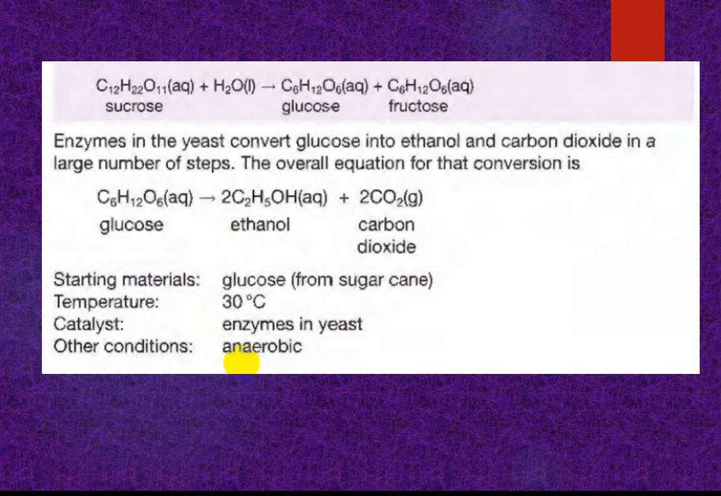30 degrees Celsius. What are the starting materials? The starting material is glucose or sugar cane. The other condition is that the air will be anaerobic, not aerobic: absence of air, not presence of air. And the catalyst is enzymes in yeast. Okay.